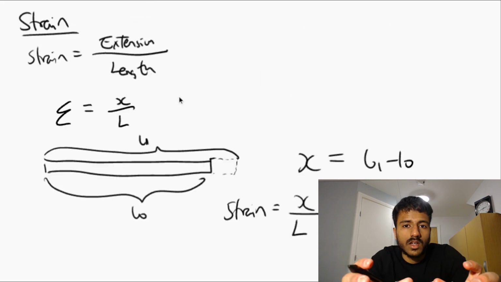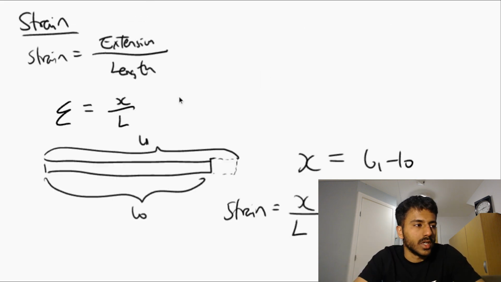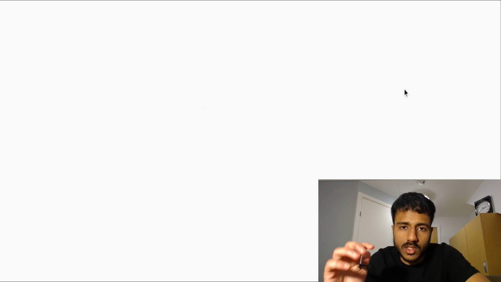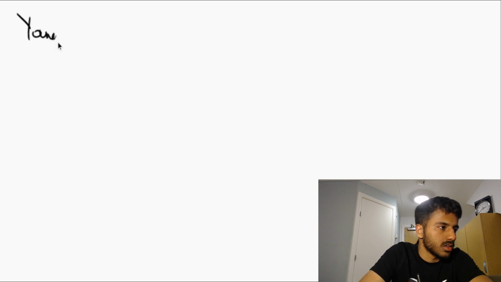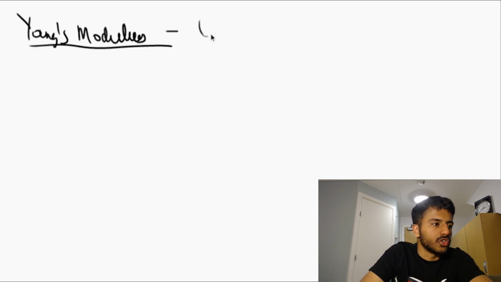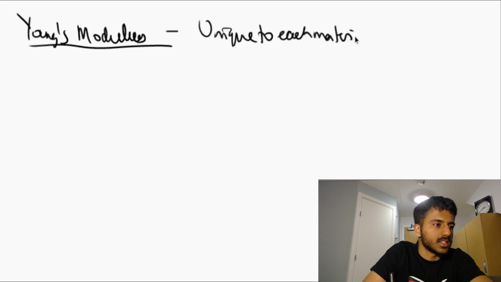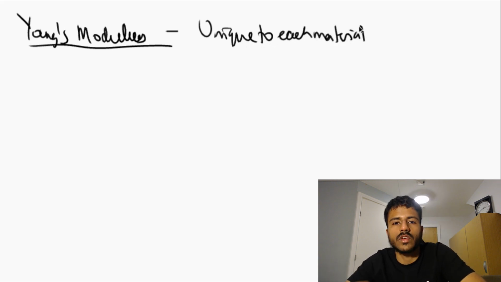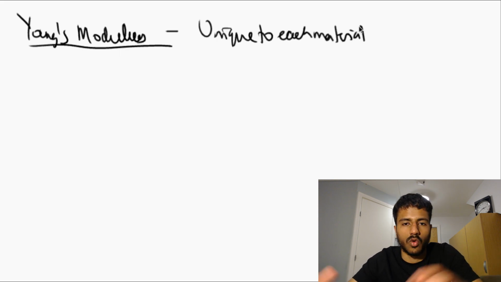Now, the strain is just a ratio between extension and length. So the extension is given in meters, and the length is also given in meters, so the strain has no units. Now, there's a property called Young's modulus, and this is something that is unique to each material. It's like a density or a resistivity. Every different type of material has a specific Young's modulus value. So for gold it might be something, for steel it might be something, for rubber it might be something.